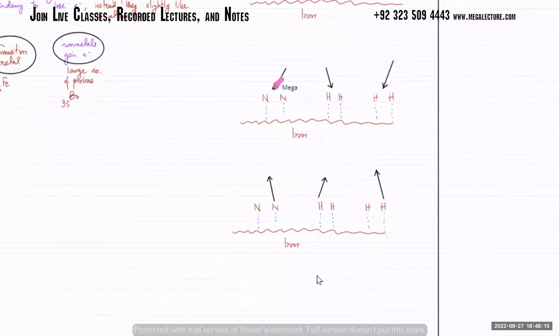Sir, is this an example of heterogeneous catalysis? This is an example of heterogeneous catalysis, yes.